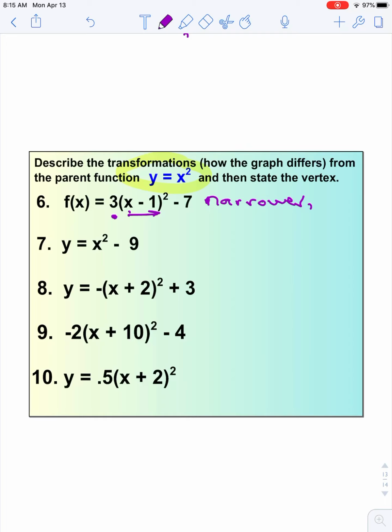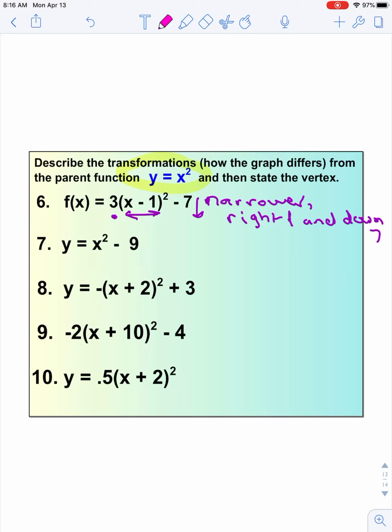But this number inside is shifting it left or right, the opposite of what you think. So that is going to go right 1 unit, and this 7 is making it go down 7. Okay, so these are the kinds of things that you're going to be asked to do on the quiz tomorrow, and these are the kinds of things that you're going to be practicing in your homework. We're not going to do all of these, but I will go back and do some more problems on the rest of these for your notes.